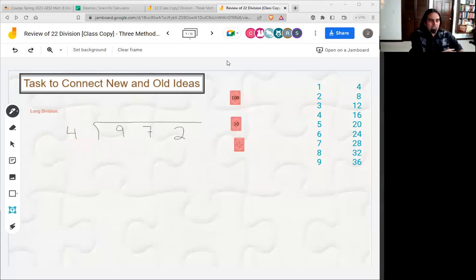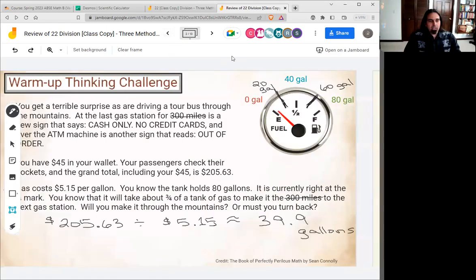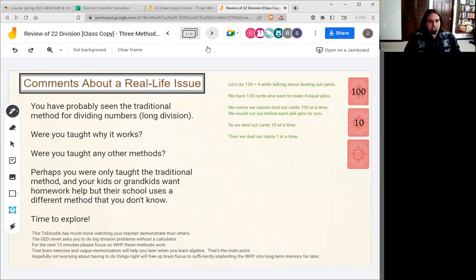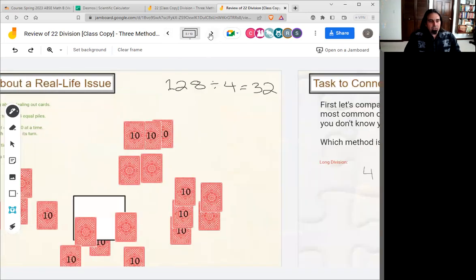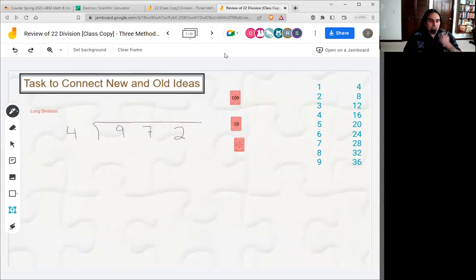We're reviewing Long Division by popular request. We made another copy of Jamboard 22. We redid the warm-up with the running out of gas problem. We did a little demonstration of dealing out cards. We did a Long Division problem. And now we're saying, how do those things relate, the Long Division and the dealing out cards?